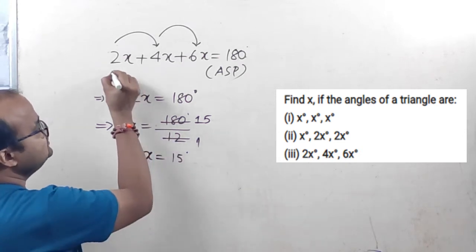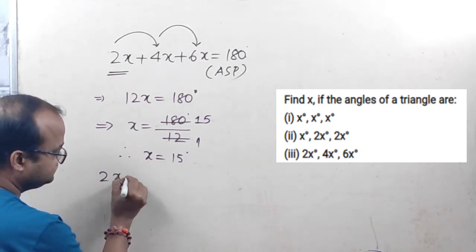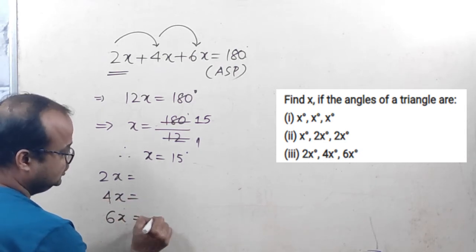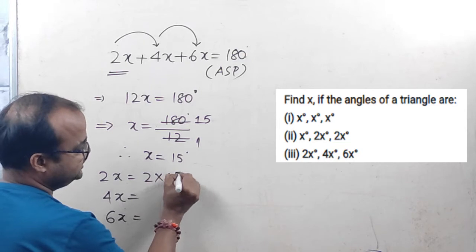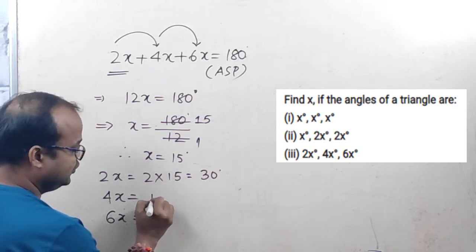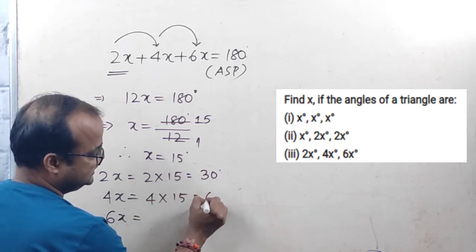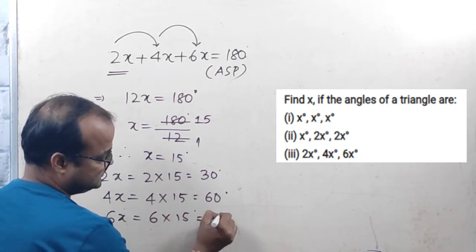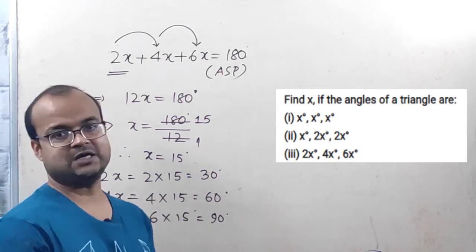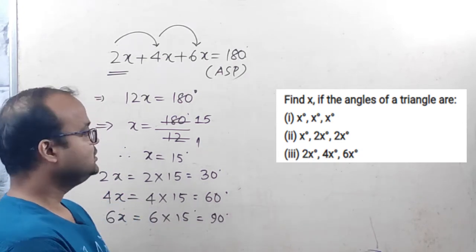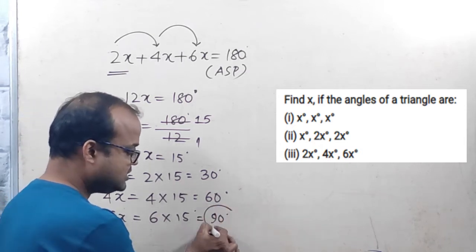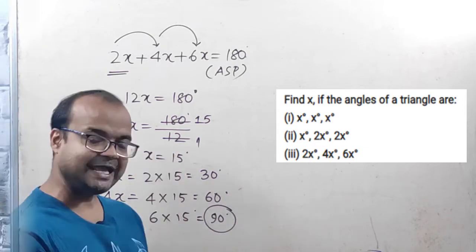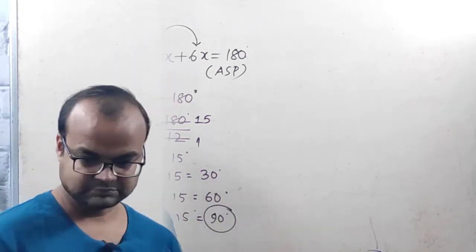So we need to find the angles. So 2x, 4x and 6x. 2x means 2 into 15, which is 30 degrees. 4x is 4 into 15, which is 60 degrees, and 6x is 6 into 15, which is 90 degrees. Now if the question asks to identify the triangle, we say, since one of the angles is 90 degrees, therefore this is a right angle triangle.